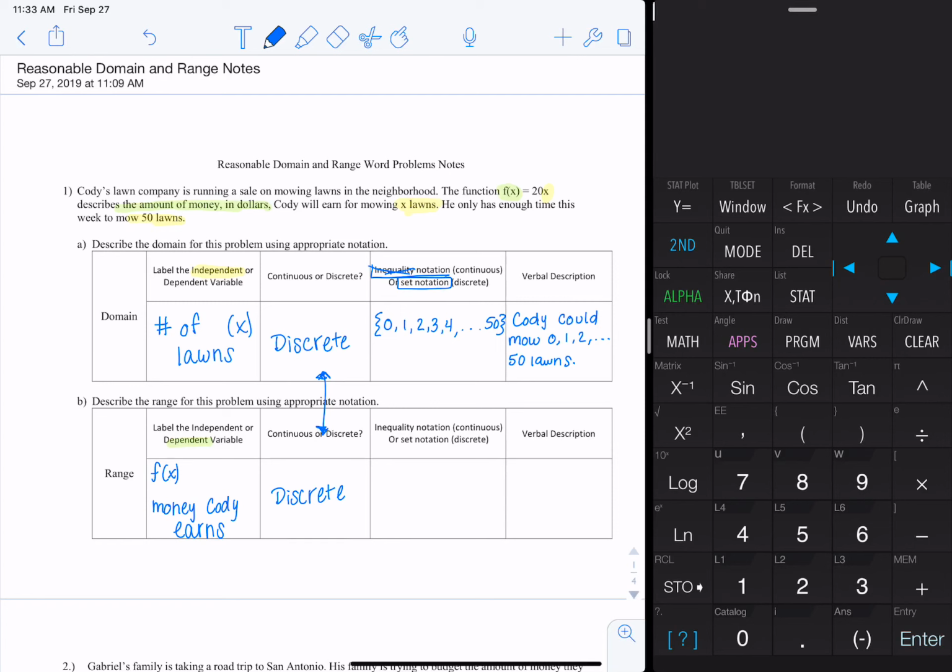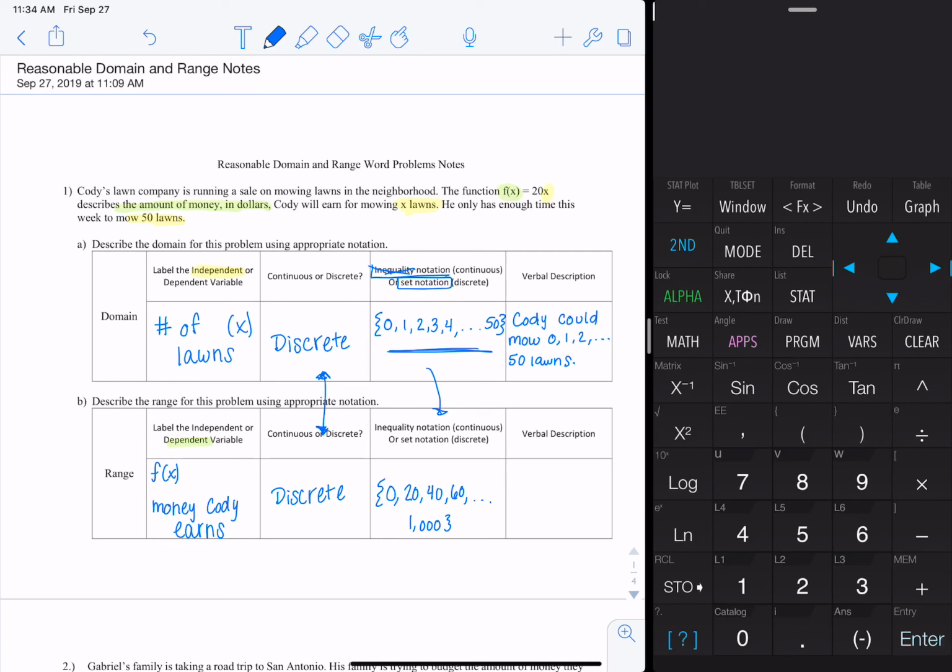Now, in the domain, we found the number of lawns that he mowed, but in the range, we need to take this number of lawns and figure out how much he would get paid for so many lawns. So if he mowed 0 lawns, he'd get paid $0. If he mowed 1 lawn, he'd get paid $20. If he mowed 2 lawns, he would have $40. 3 lawns would be $60. And so on until if he mowed his 50 lawns, he would make $1,000.